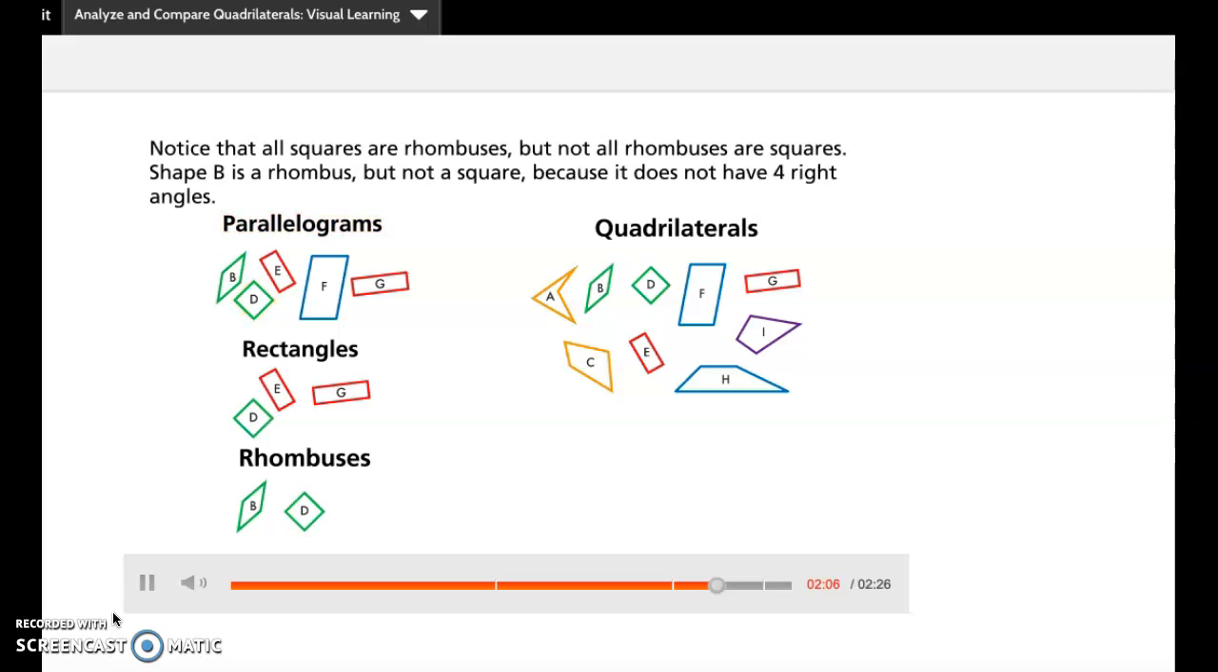Notice that all squares are rhombuses, but not all rhombuses are squares. Shape B is a rhombus, but not a square, because it does not have four right angles.